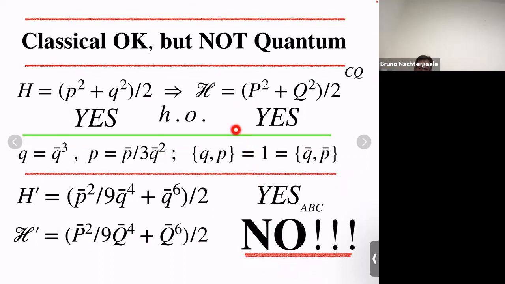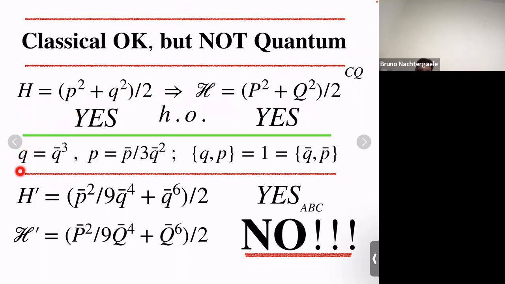Now here's the second one. Here's a model which is classical, but it's certainly not quantum. Here is the Hamiltonian for the harmonic oscillator, classical, p squared plus q squared over 2. And using canonical quantization, we promote to capital P squared and capital Q squared. That's all familiar to most of you, I'm sure.